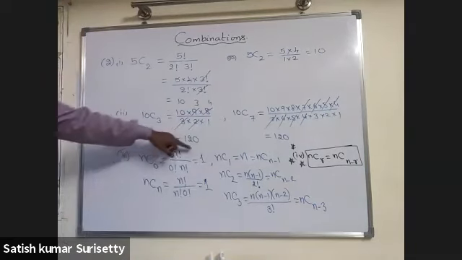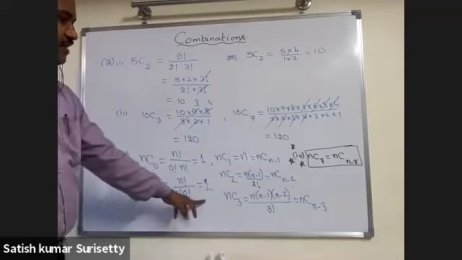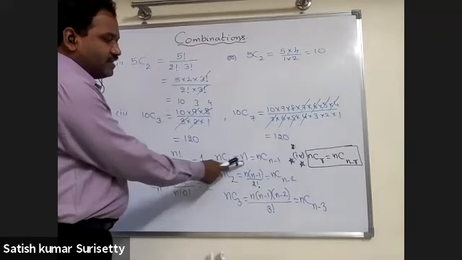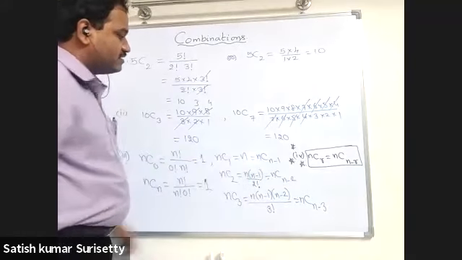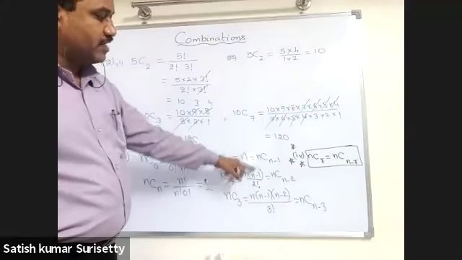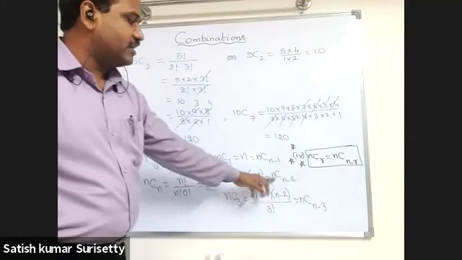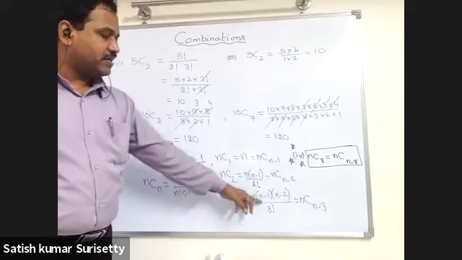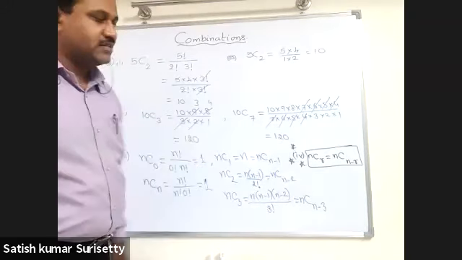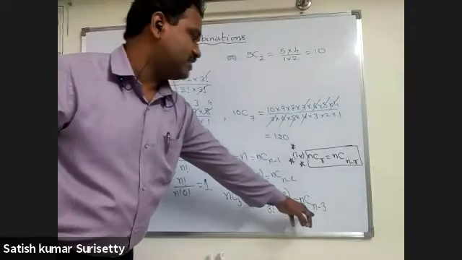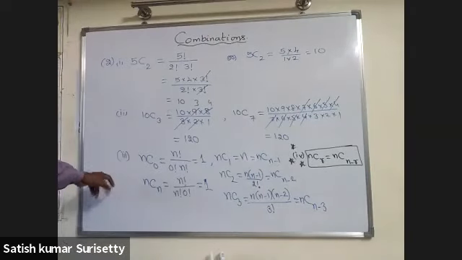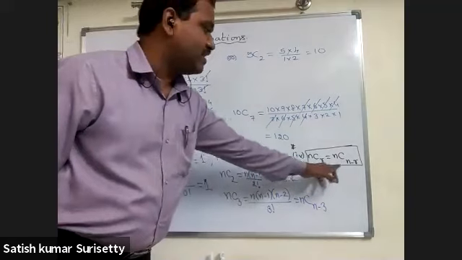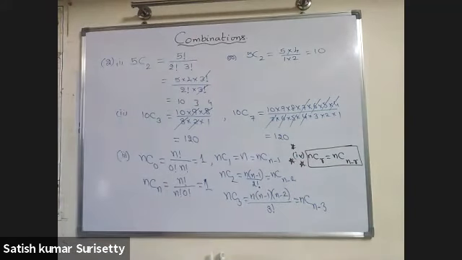nC0 equal to 1, nCn is also 1, nC1 equal to n, which is the same as nC(n minus 1), nC2 equal to n into n minus 1 by 2 factorial, which is equal to nC(n minus 2), nC3 equal to n into n minus 1, n minus 2 upon 3 factorial, which is the same as nC(n minus 3). So you can conclude that nCr will be the same as nC(n minus r).